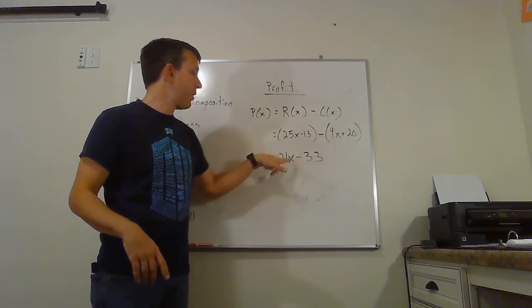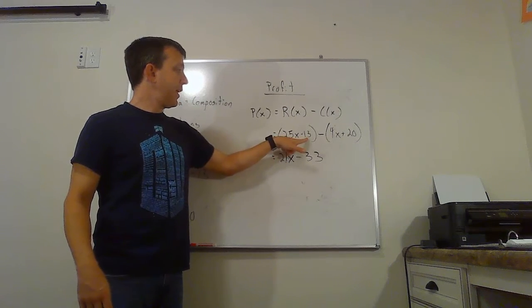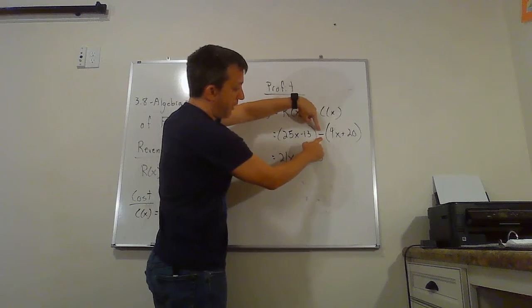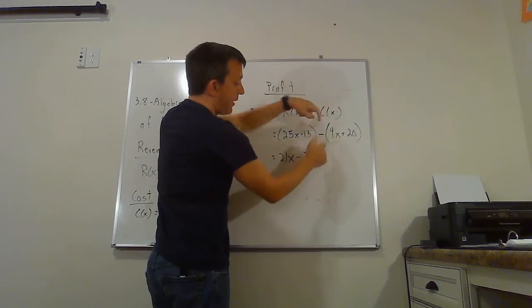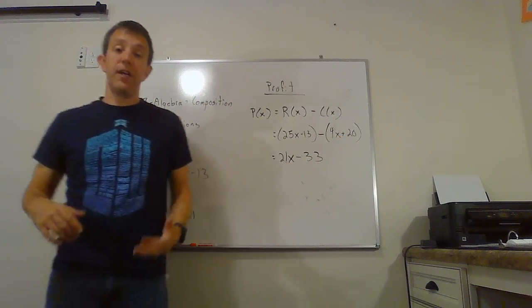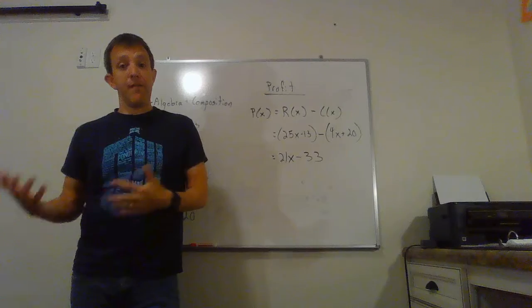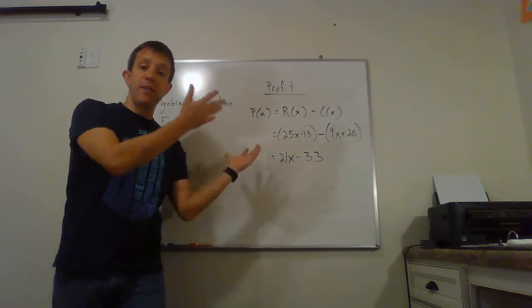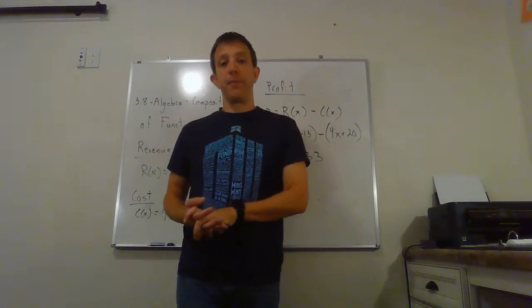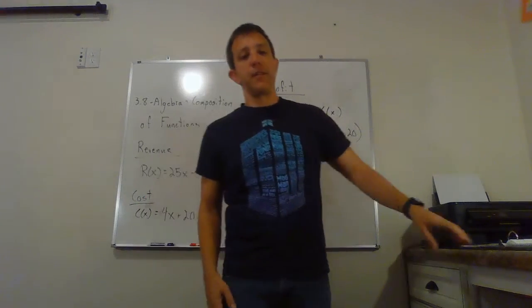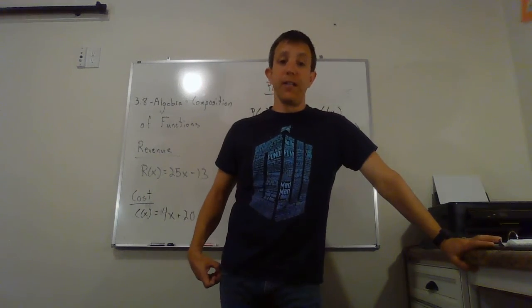25x minus 4x is 21x, and then negative 13, and this is where people sometimes forget, but minus 20. Negative 13 minus 20 is negative 33. And so what this does is it takes the revenue and cost functions and puts together a nice, simple profit function for this company. All right, so let's get into the notation and all kinds of other good stuff here. So hang on while I change the board.